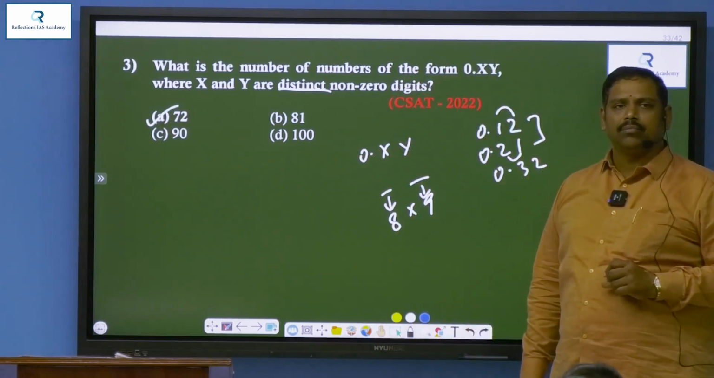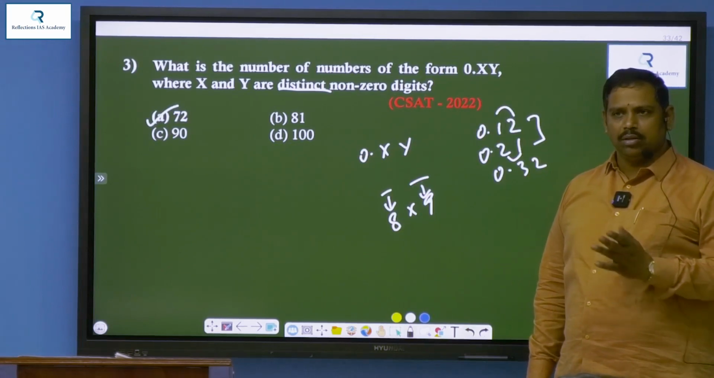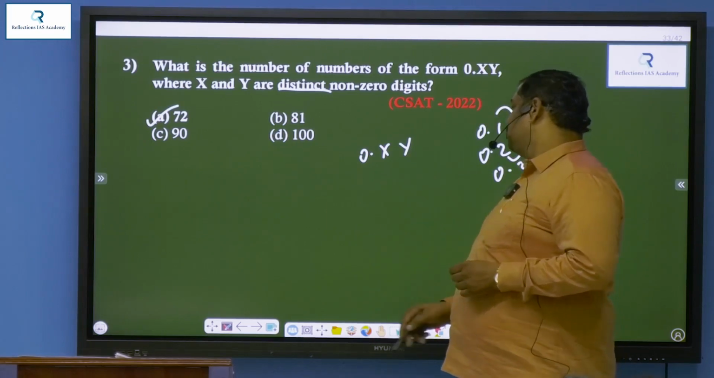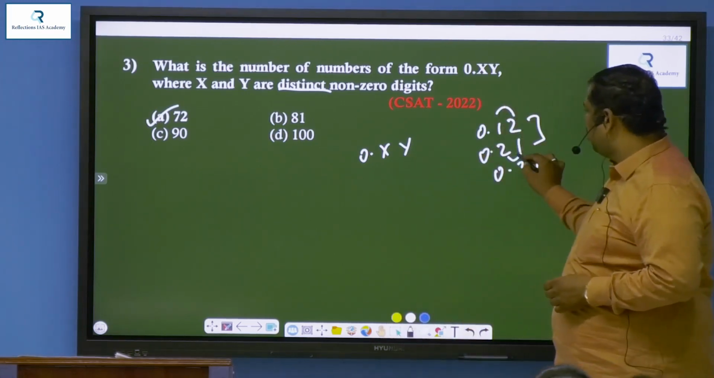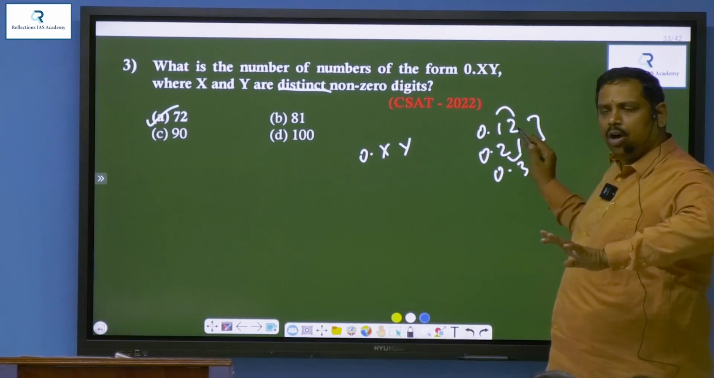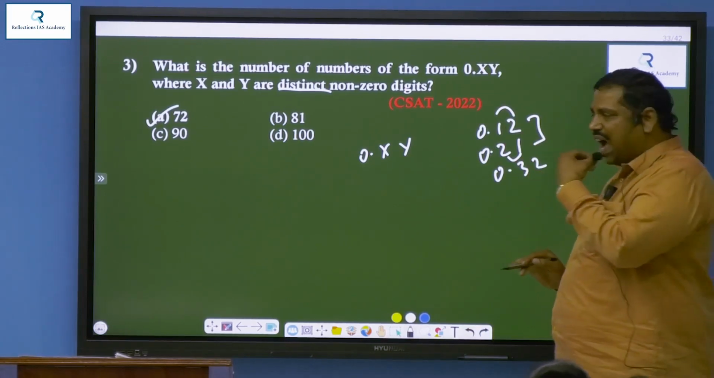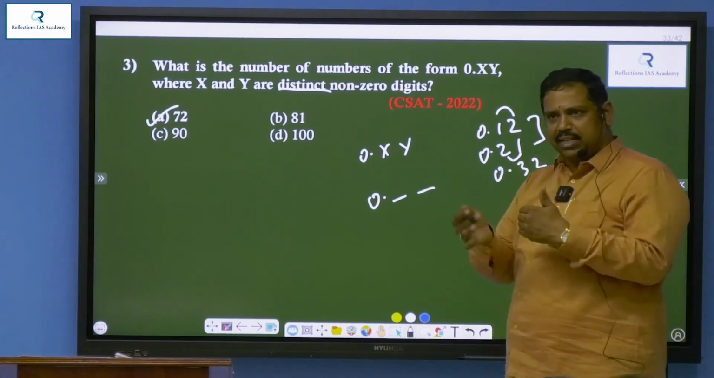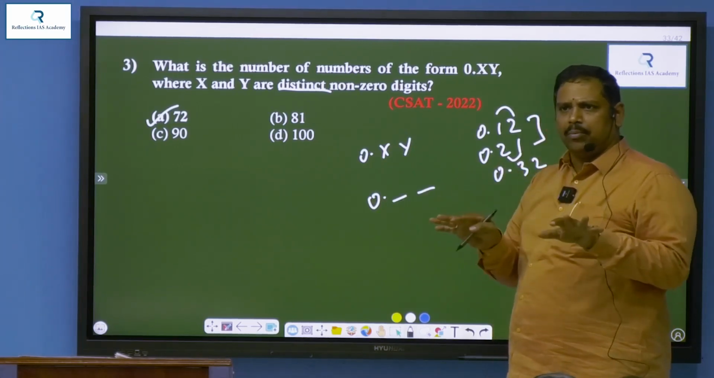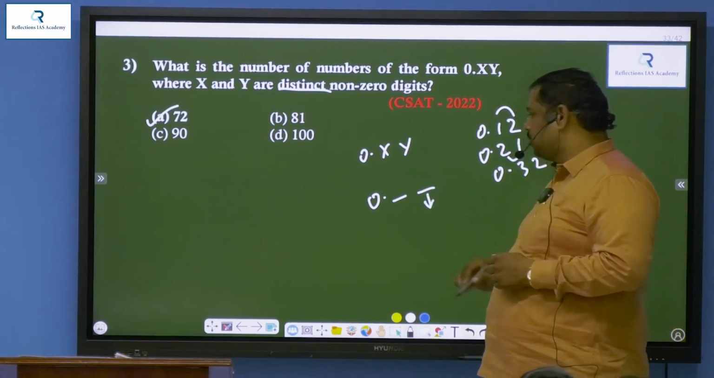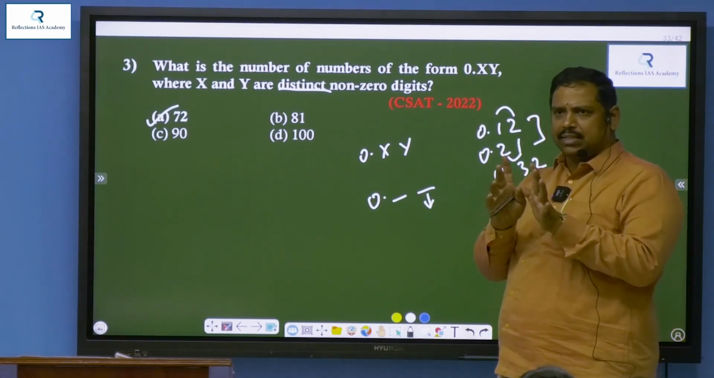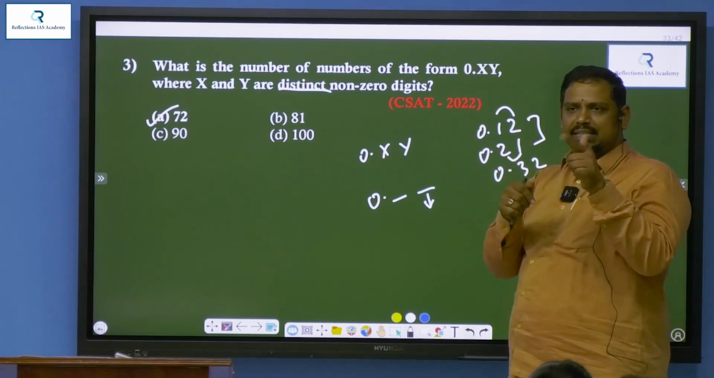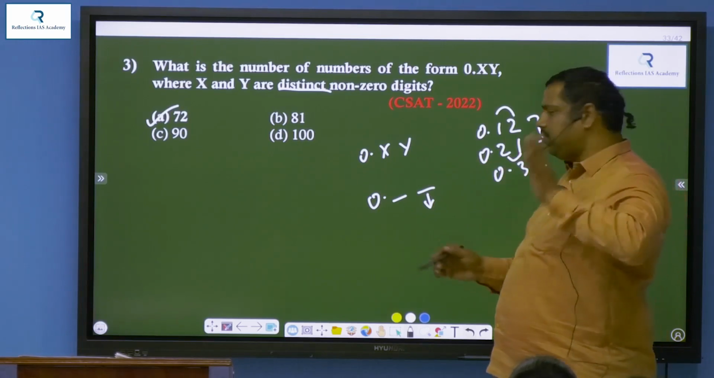Am I clear? Say it loudly. Not clear. Okay, so order is important. Order important means it is permutations. What I will say is 0.xy. These two places I have to take the digits, 1, 2, 3, 5 and so on. So this place non-zero. Digits means 0 to 9, 0 should not come. 1, 2, 3, 4, 5, 6, 7, 8, 9. How many? 9 ways I can fill.